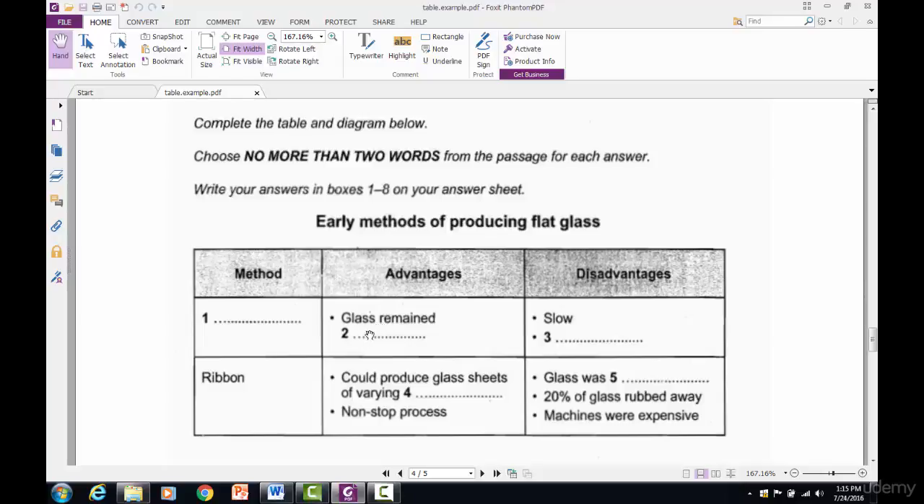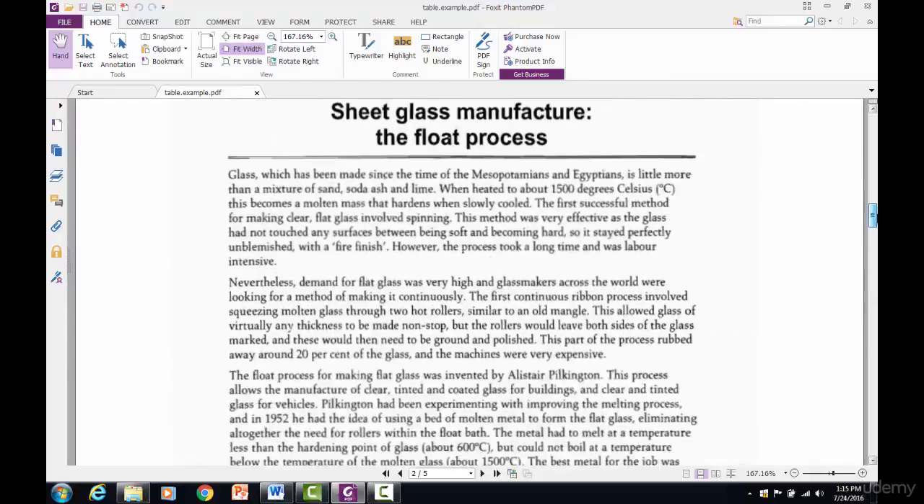Early methods of producing flat glass. First method is spinning. Okay. All right, so I'll go to number 2. The glass remained. All right, see what it says. I'm right here in the first paragraph, everyone. I'm in the third sentence where it says the first successful method. Right here where you see that little hand on the screen. Right, always follow the little hand. The first method for making clear flat glass involves spinning.